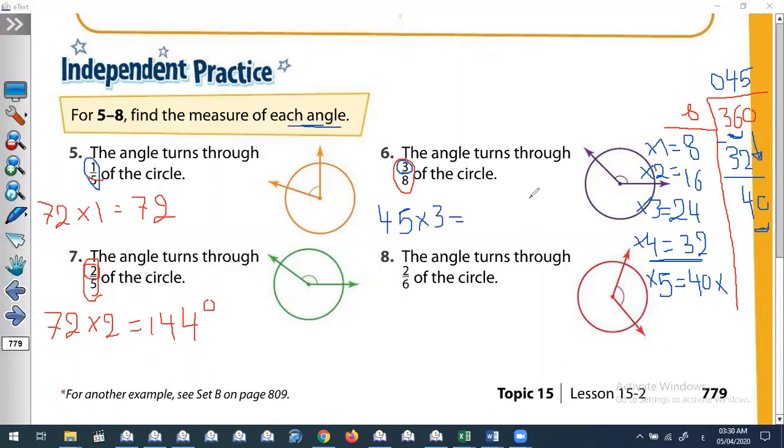3 by 5 is 15. 5 and carry up 1. 3 by 4, 12, and I have 130. So the answer is 135 degrees.